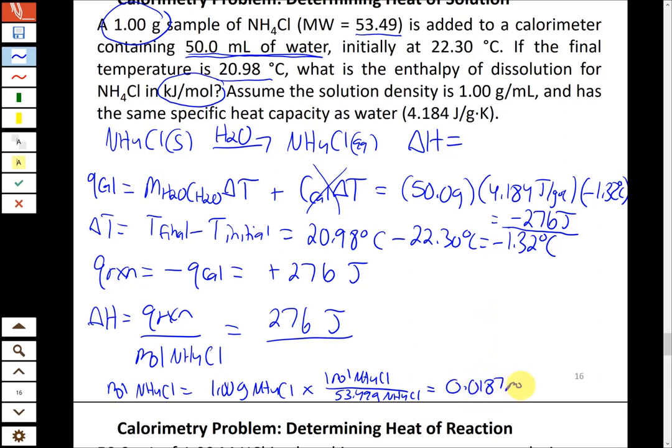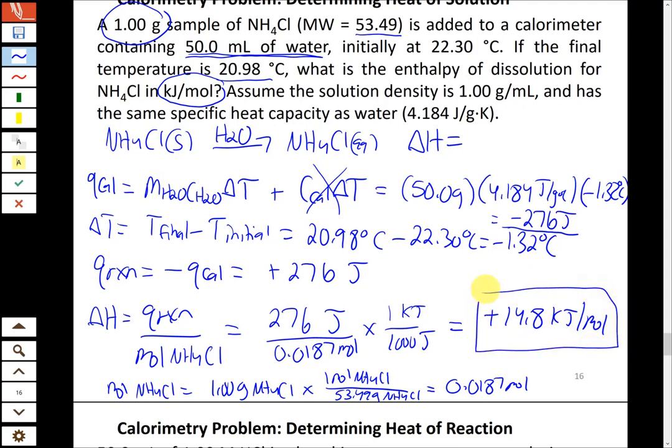So if we divide the mass by the molar mass, we get 0.0187 moles. So if we want to find delta H per mole, we have to take the heat that we measured and divide it by the moles of substance that we dissolved, which is 0.0187. We want it in kilojoules, so we're also going to do a conversion of 1 kilojoule is 1,000 joules, divide by 1,000. And so what we end up with is a positive number, 14.8 kilojoules per mole. So you absorb 14.8 kilojoules when you dissolve 1 mole of ammonium chloride. All right, so that's going to be how we would use this to measure it.